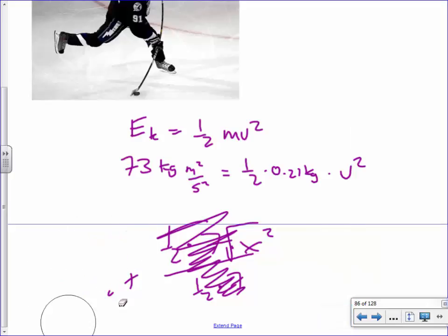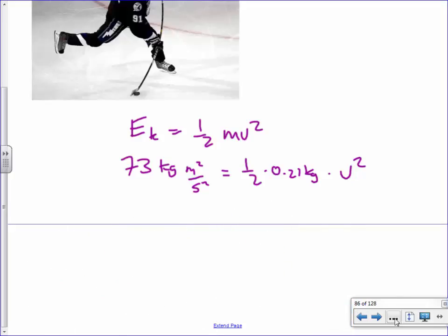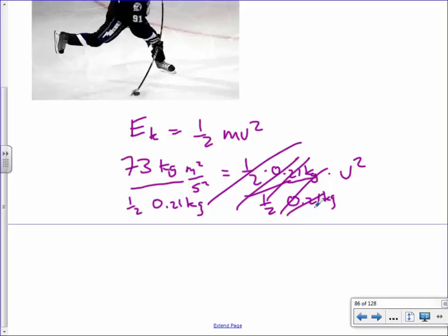So let me get rid of all this. There is a 1/2 right here. We do not want that 1/2 here, so I'm going to divide by 1/2 on both sides. And while I'm at it, I'm also going to divide by 0.21 kilograms, because I really don't want 0.21 kilograms anymore. That makes sense? So all of this right here, bye-bye.